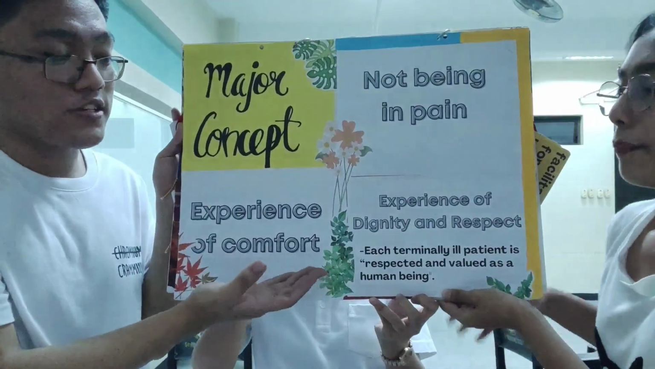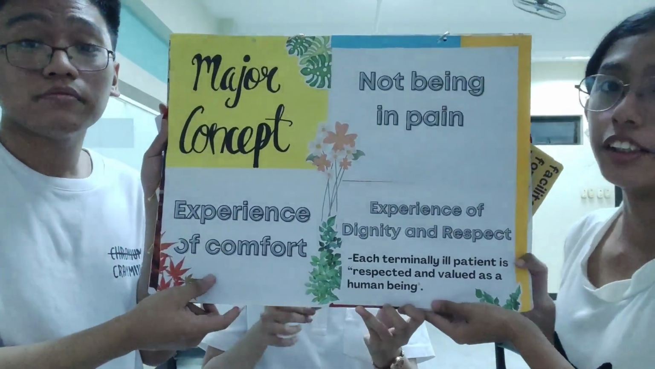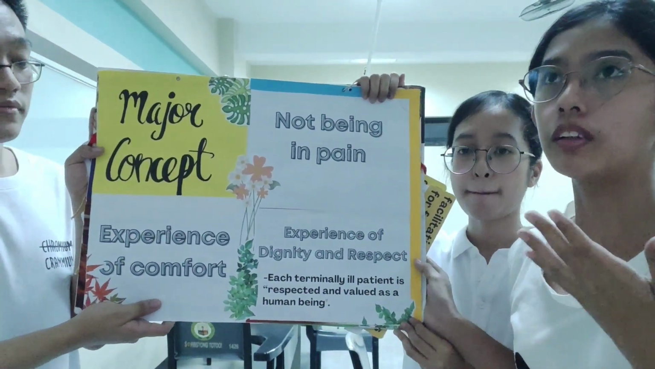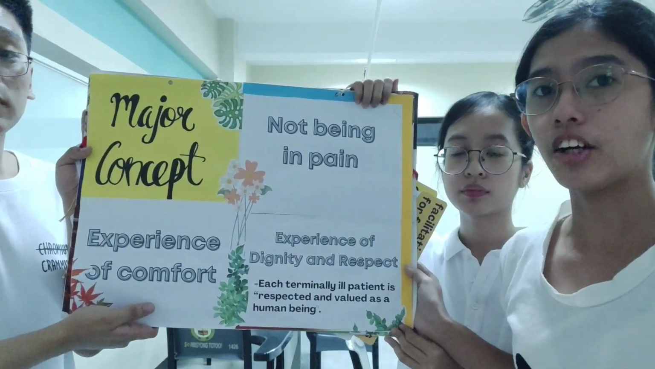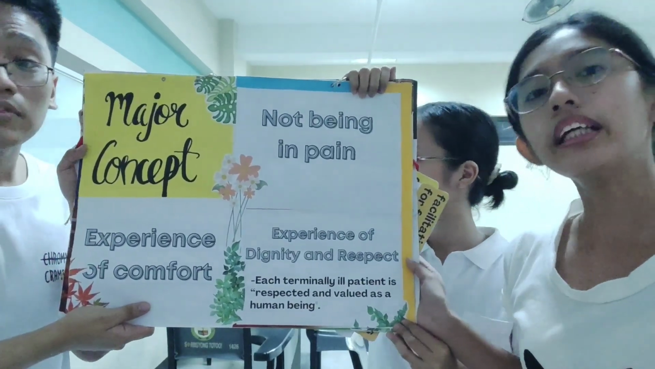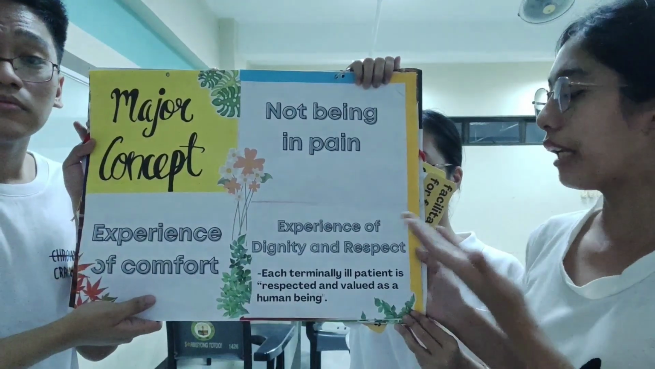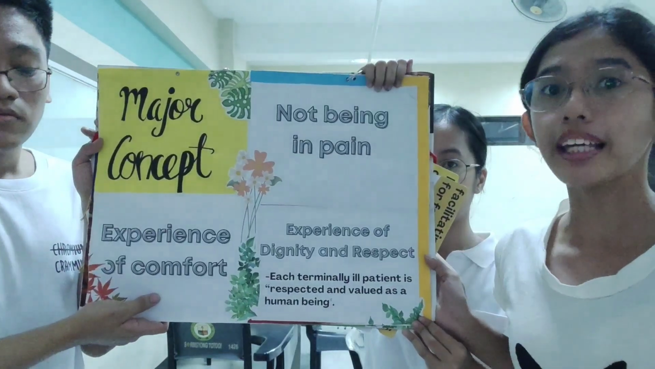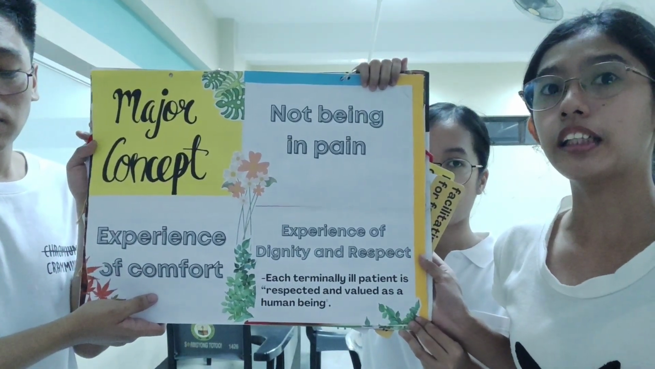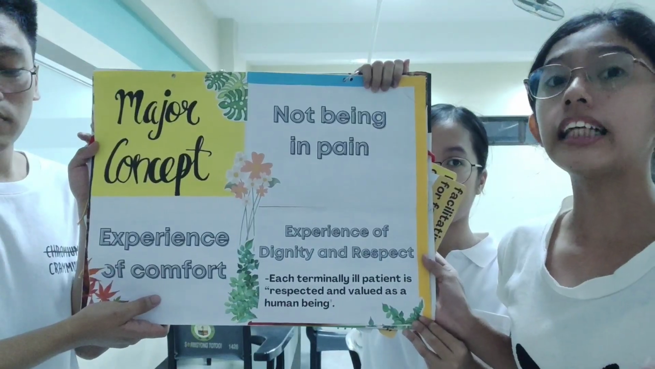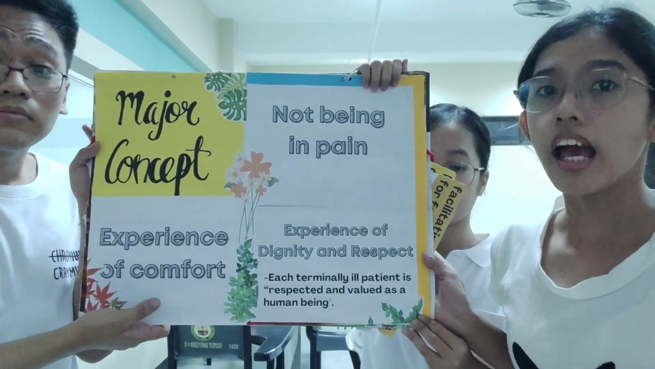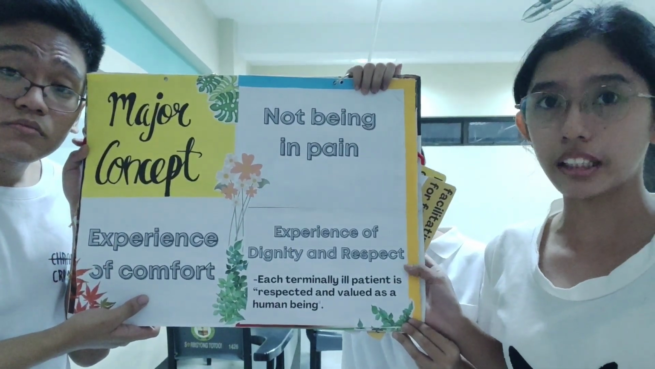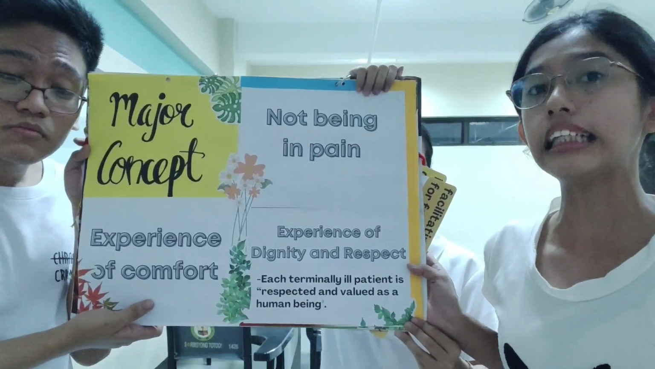For the next major concept, experience of dignity and respect. This concept incorporates the idea of personal worth. According to Rutland and Moore, each terminally ill patient is respected and valued as a human being. Whether they are on their deathbed, they are still entitled to protection, and they must be treated with dignity and respect.